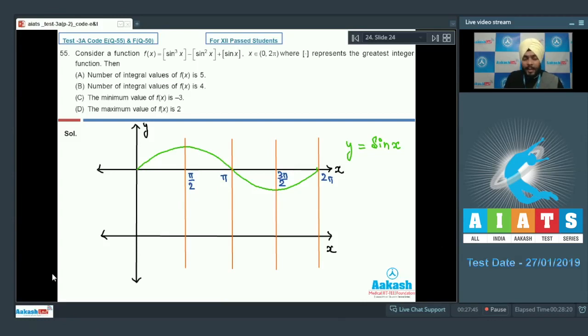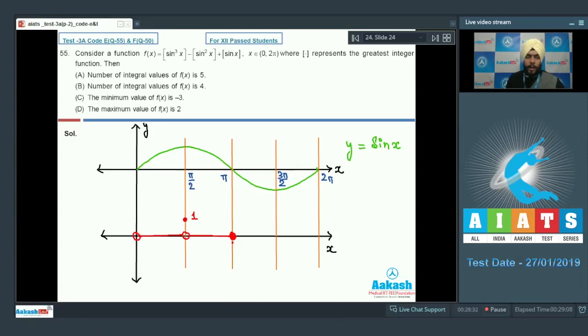When I'm talking about the first quadrant, sin x is positive, sin square x is always positive, sin cube x is positive. Values lie between 0 and 1. So greatest integer of sin cube x is 0, this is 0, this is 0. So this is 0. Open interval, 0. At x equals pi by 2, first term is 1, second is 1, third is 1. So the value is 1. Second interval, again the values decrease from 1 to 0. First part is 0, second is 0, third is 0. Again 0. At x equals pi, again it is 0 minus 0 plus 0. So this is 0. So we'll put a closed circle here.